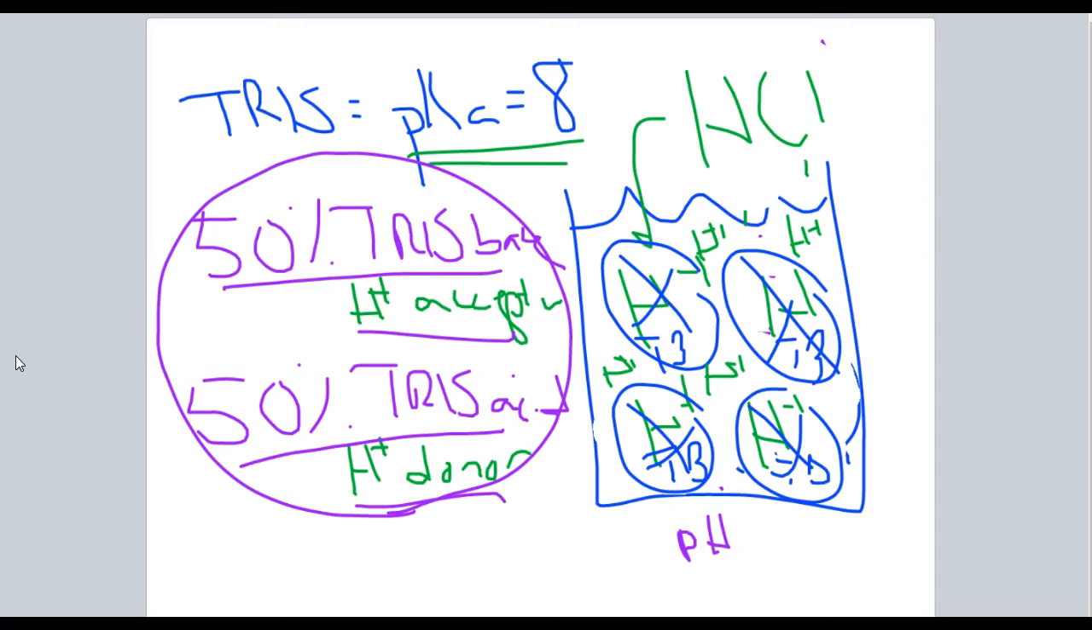And so buffers can be broken when all of the available base is used up as proton acceptors and can no longer accept additional protons, or all of the buffer acid has been used up as a proton donor and can no longer neutralize hydroxide ion. So there is a limit to how much these buffers can buffer. So that's pretty much it.